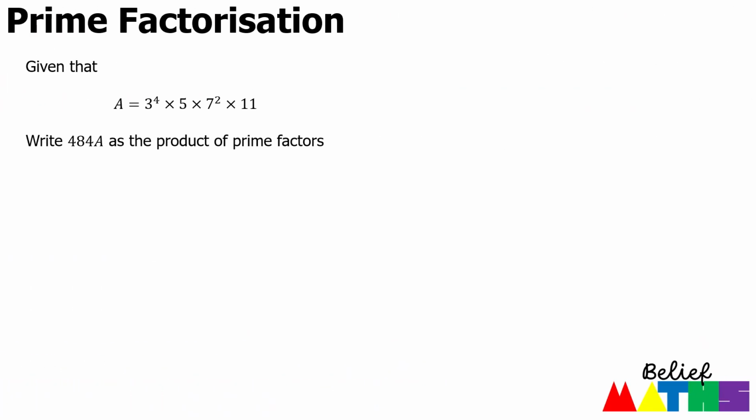Now, this is a harder prime factorization question that they could ask, and it's just an adaptation of it. It gives you A in its prime factor form, and then gives you 484A as a product of prime factors. If you do this without a calculator, you'd write 484 as a product of prime factors, and then you would use your laws of indices to combine each of those. In our case, however, all we have to do is in our calculator write 484 times 3 to the 4 times 5 times 7 squared times 11.